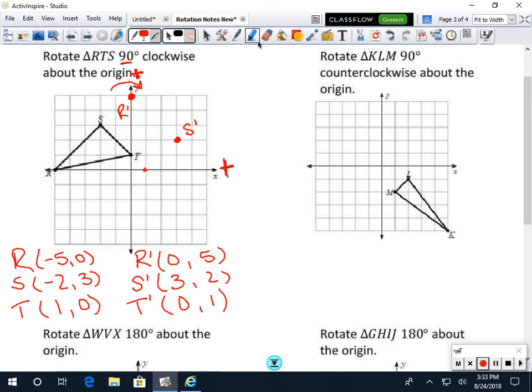I'm so sorry, I have made an error. T, I apologize, T is at the point 0, 1. I don't move left or right, but I do move up. So T prime would be at 1, 0. And this here is my new state.